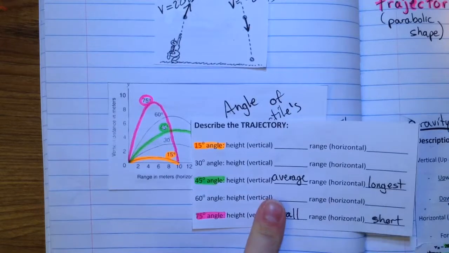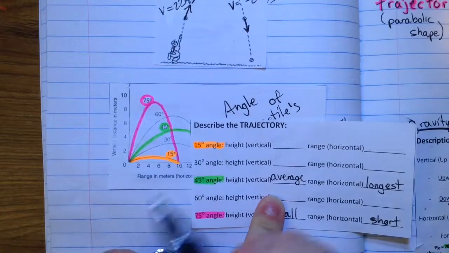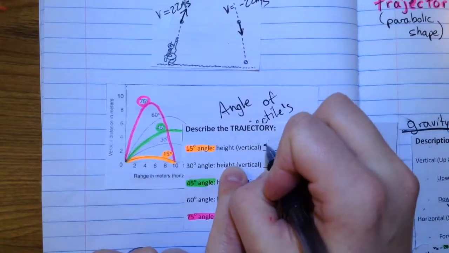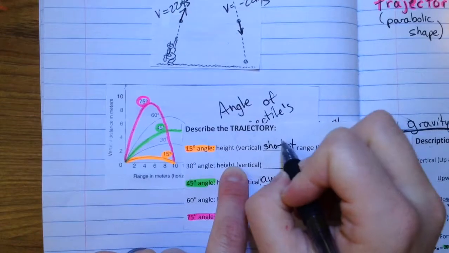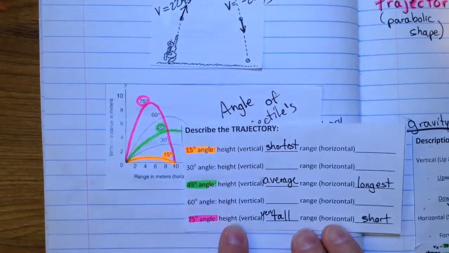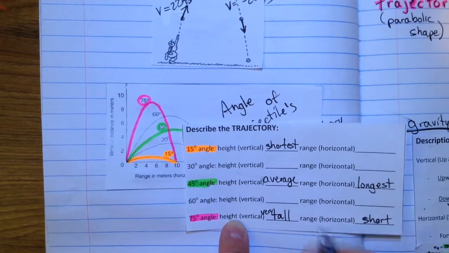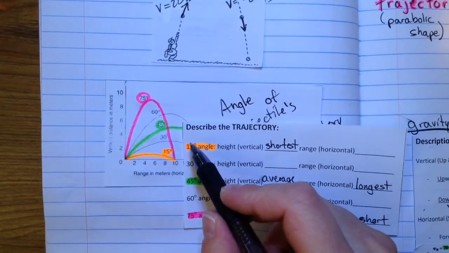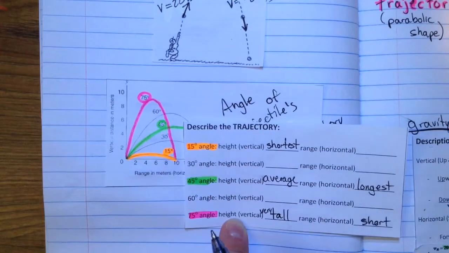Now let's describe it vertically. What can you tell about 15 degrees vertically? It's the shortest. Now it's the shortest amongst here. What do you think if we did a 10-degree angle? Would it be shorter? Yeah. Okay? But of the ones that are shown here, it's the shortest.